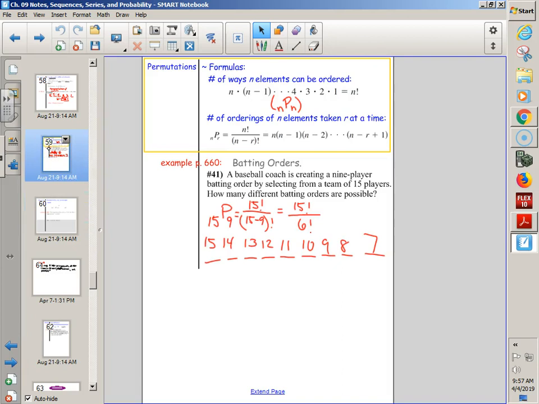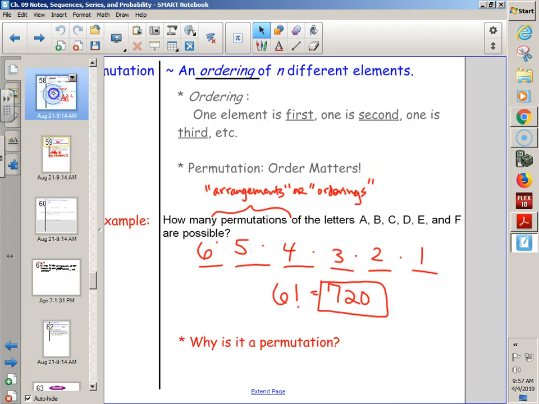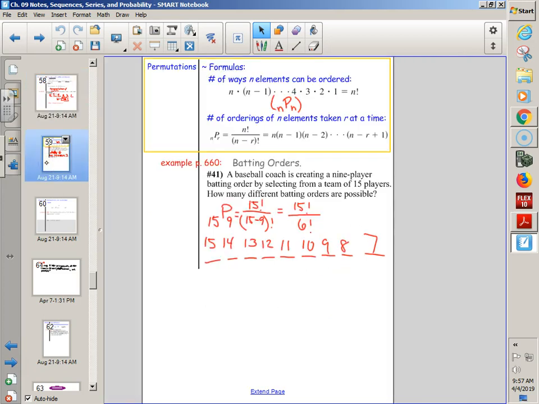The batting order, why would we need a permutation? Why not just use factorials? Because it totally worked back here. 6 factorial and you're done. But why was this one so easy, just 6 factorial, and this one was harder, needing 15 factorial over 6 factorial? What was the difference? Yeah, there weren't enough spots. We weren't using everybody. We weren't arranging everybody.